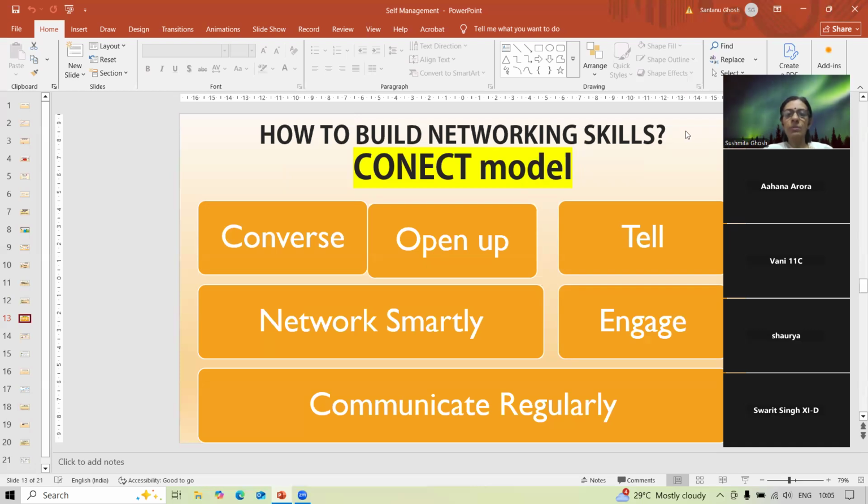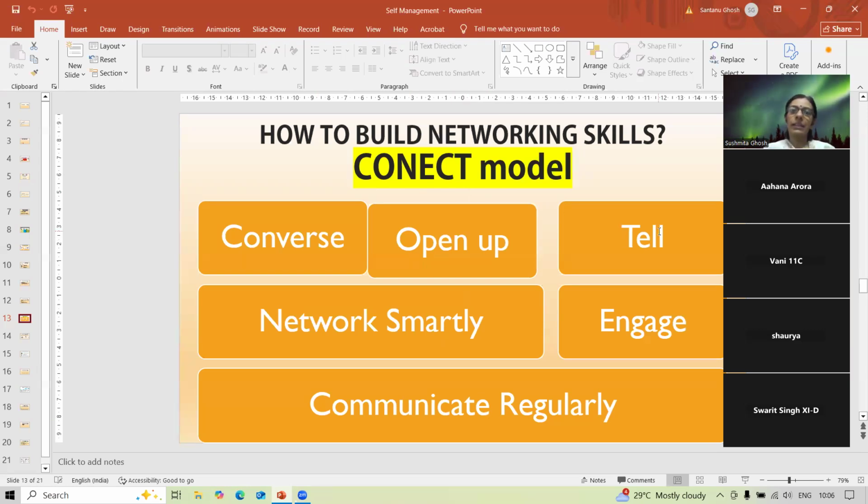So the CONECT model talks about how to build networks. All these factors they are talking about: converse, open up, network smartly, engage yourself, communicate regularly, and tell. They are not in the order of the word CONECT, but the letter C is for converse. The letter O is for open up. The letter N is for network smartly. The letter E is for engaging or engagement, I may call that. C is for communicate regularly, and T is for tell.